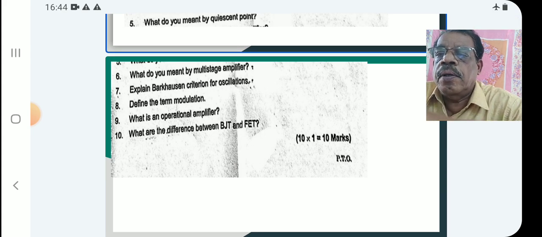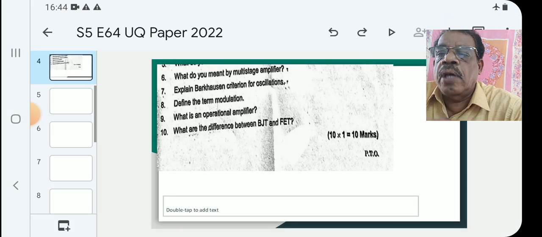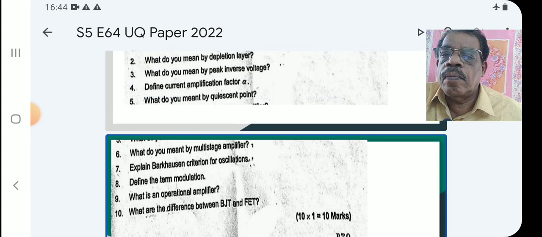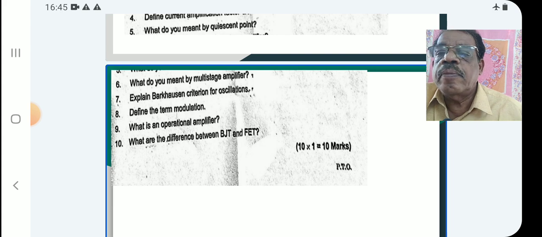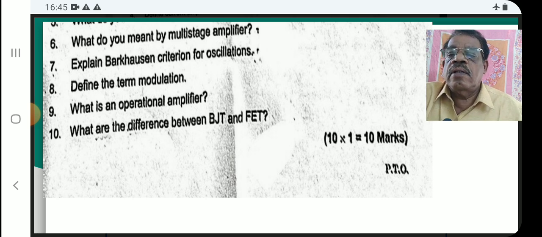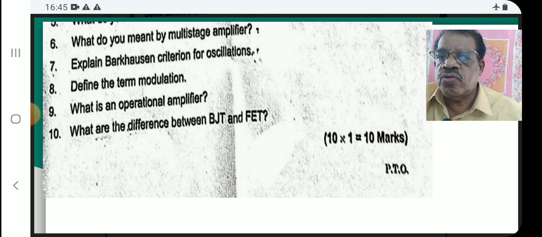Question number 6, what is meant by a multi-stage amplifier? Multi-stage amplifier is actually not in your syllabus, but there is a question here. Number 7, explain Barkhausen criterion for oscillation.